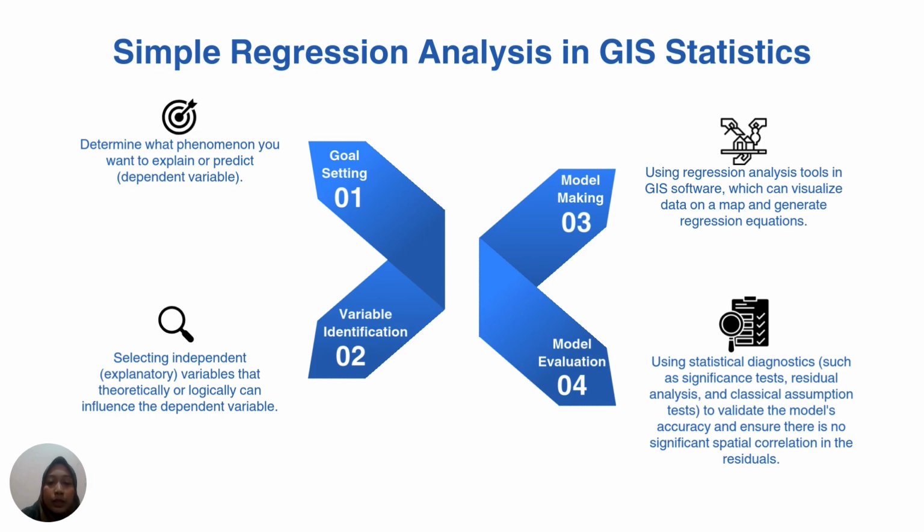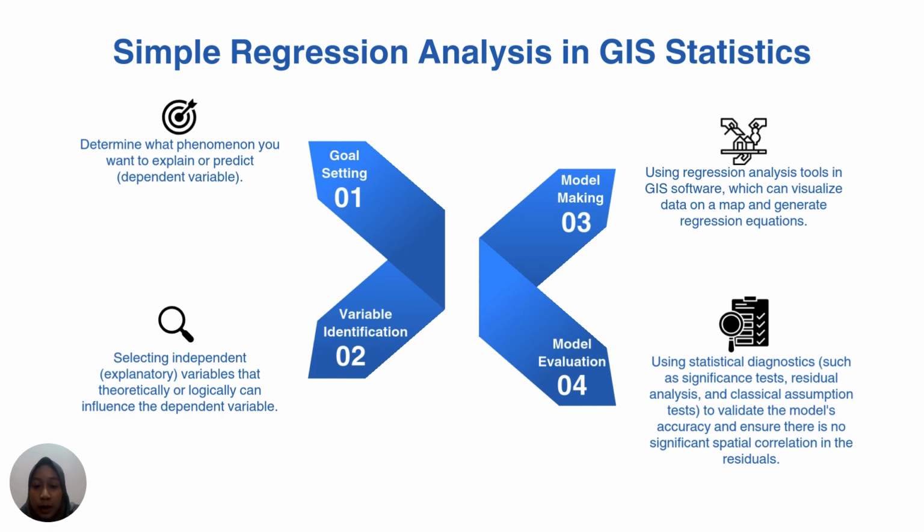Simple regression analysis in GIS statistic. The first, goal setting. Determine what phenomenon you want to explain or predict, the dependent variable. The second, variable identification. Selecting an independent or explanatory variable that theoretically or logically can influence the dependent variable.